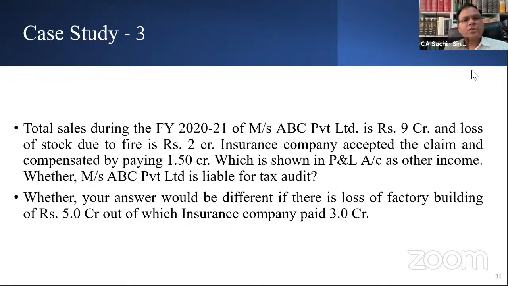The total sales during the financial year 2021 of Mr. CBC Private Limited is 9 crore and loss of stock due to fire is 2 crore. The insurance company accepted the claim and compensated by paying 1.5 crore. Now the total is 9 crore sales and 1.5 crore insurance claim compensation. So whether this case is auditable or not? Any answer on this? Put your answer on the chat box.